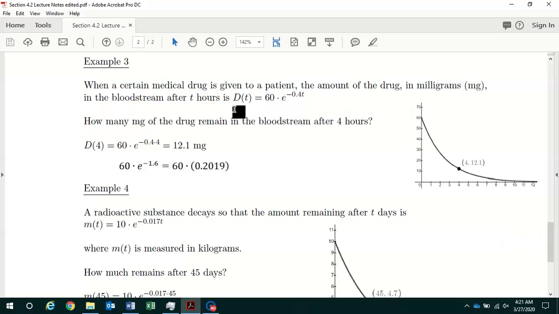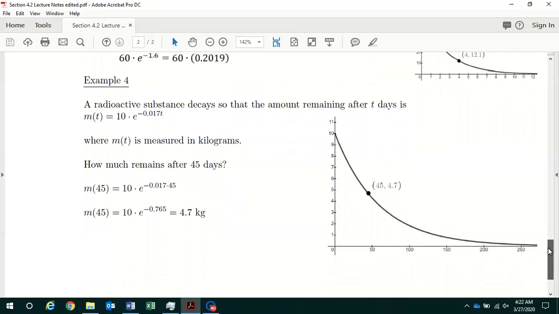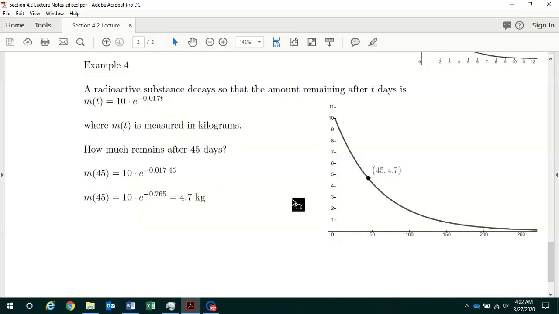Now, this kind of function, where the value of the function decreases as time increases, is called an exponential decay type function, right? This up here, D of t equals 60 times e to the minus 0.4t, is an example of what we call an exponential decay model. As time increases, the quantity decreases. Example 4 is another example of an exponential decay model.